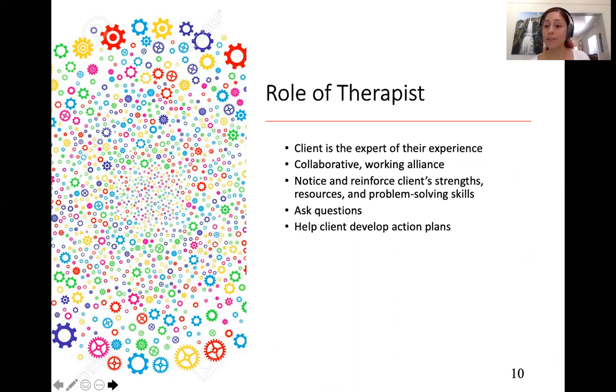First off, you're collaborative and you develop a working alliance with the client. This involves you not taking the role of expert. Remember, the client's the expert. You are there to collaborate. You're on an equal playing field. Your role is also to notice and reinforce evidence of the client's strengths, solutions, resources, and effective problem solving to show them that they are capable. You will ask a lot of questions. Much of what you do in solution-focused therapy is asking questions to elicit exceptions and solutions and strengths. And you will help the client to develop an action plan to work toward their vision of the ideal future.